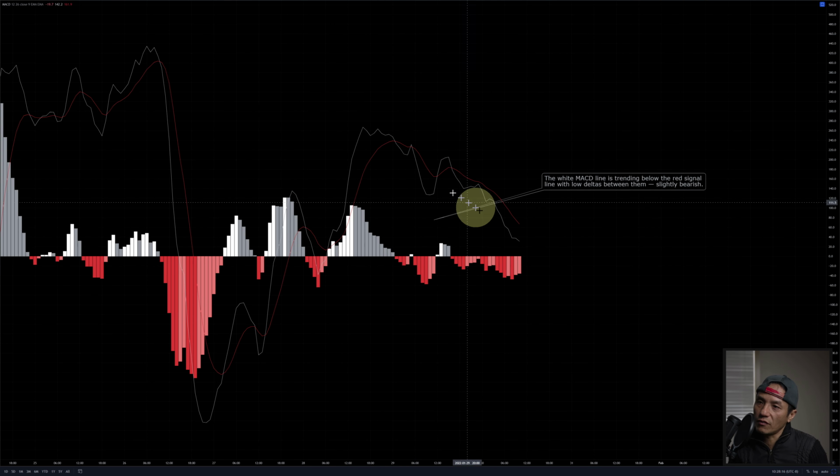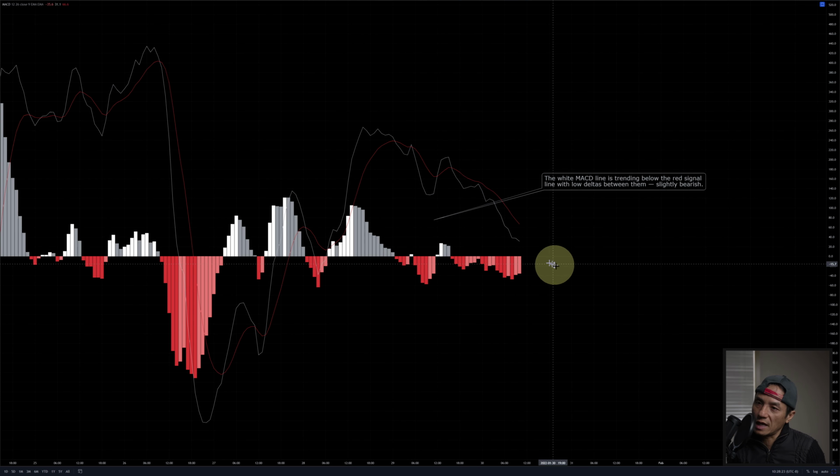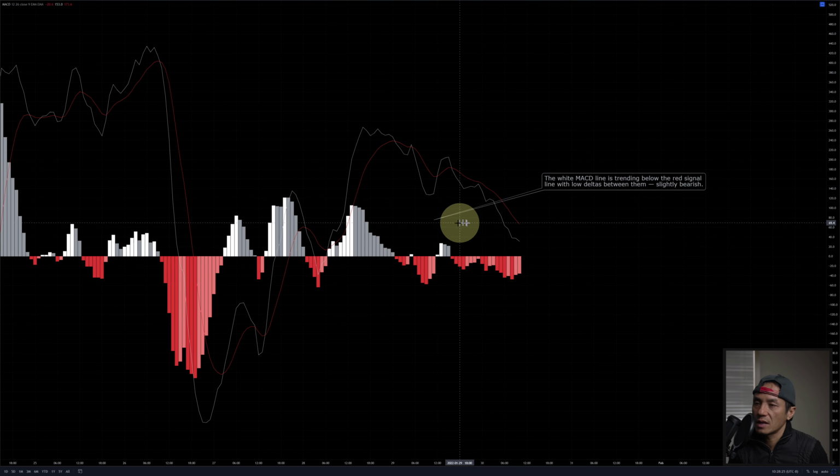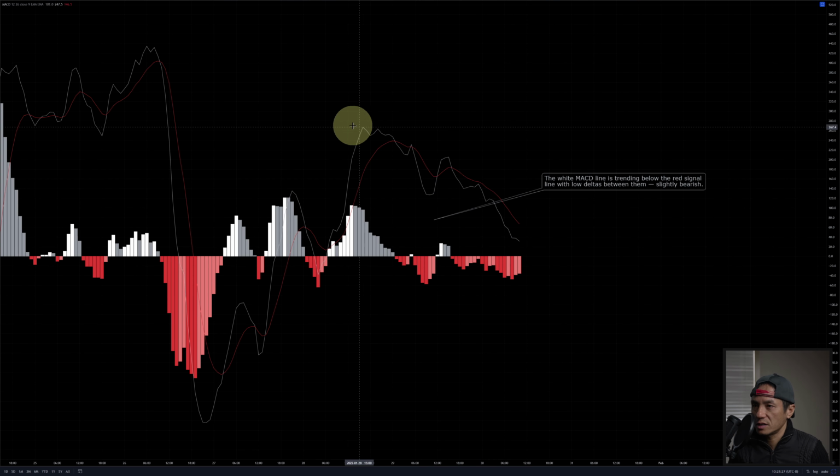If you look at the overall trend here, just ignore the waves for a second. The overall trend here is trending down together. Okay? So that's bearish. But it can move up and down against the signal line. Okay, and these patterns will change.